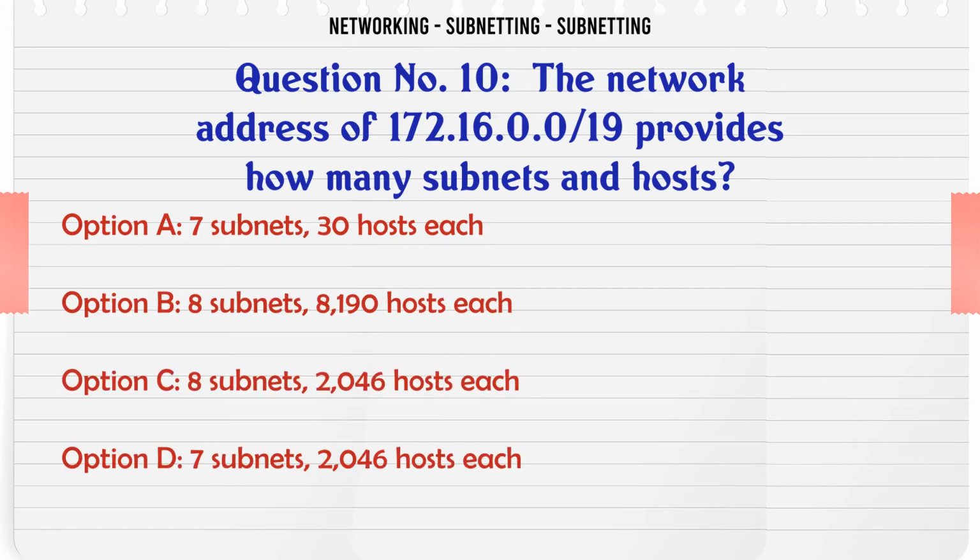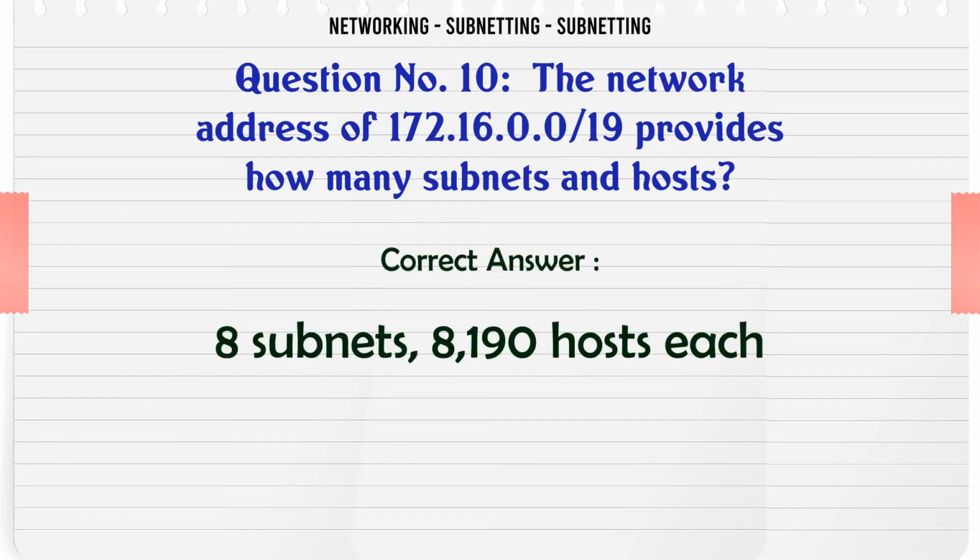The network address of 172.16.0.0/19 provides how many subnets and hosts? A. 7 subnets, 30 hosts each, B. 8 subnets, 190 hosts each, C. 8 subnets, 2046 hosts each, D. 7 subnets, 2046 hosts each. The correct answer is 8 subnets, 190 hosts each.